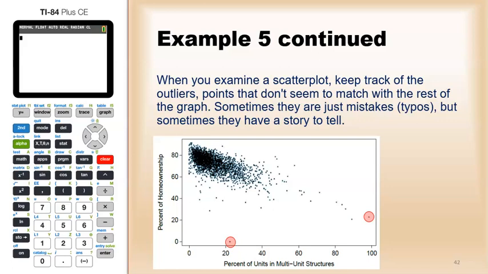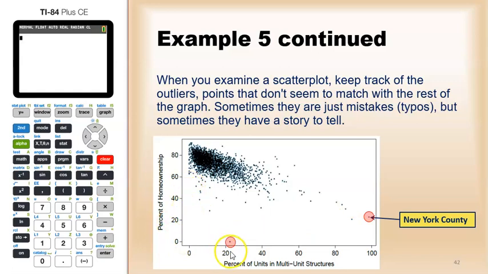One last thing before I call this lesson to an end. When you examine a scatter plot, keep track of the outliers. These are dots that seem to be away from the rest of the cloud of points. Sometimes outliers tend to be mistakes like typos, but sometimes they have stories to tell. So for instance, the one on the far right, well, that one turns out to be New York County. Not really surprised that in this case, almost everyone lives in a multi-unit structure. Not too many people own their own homes.